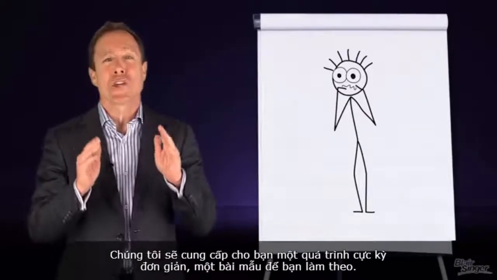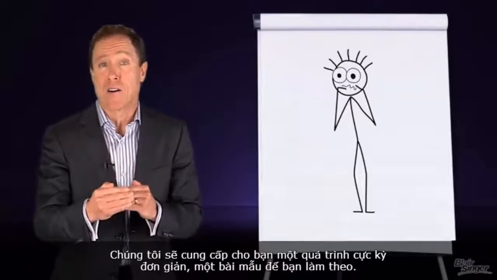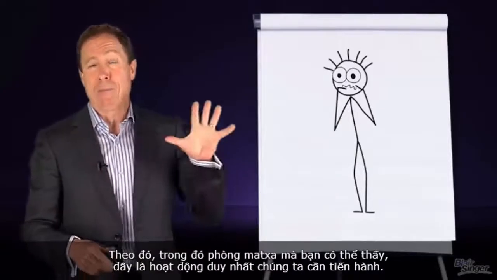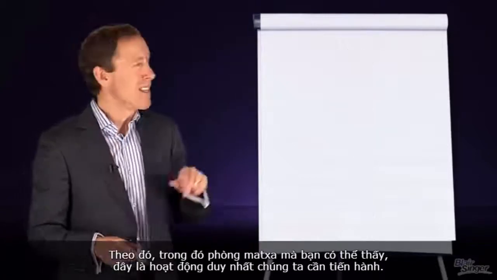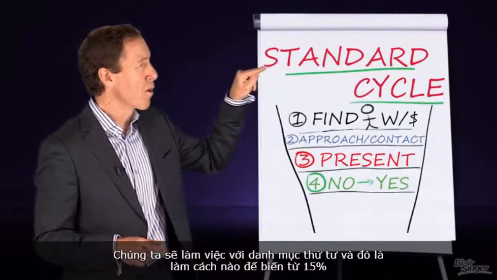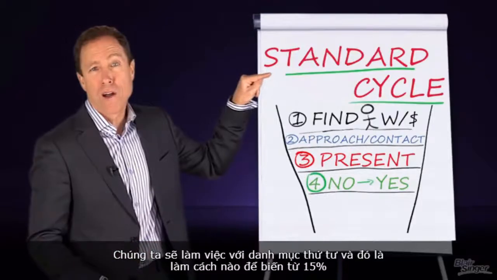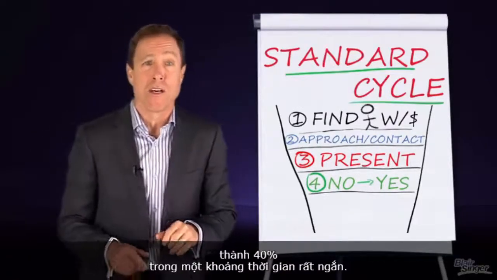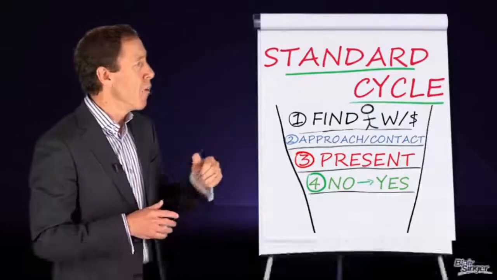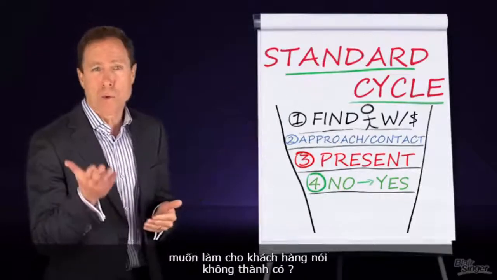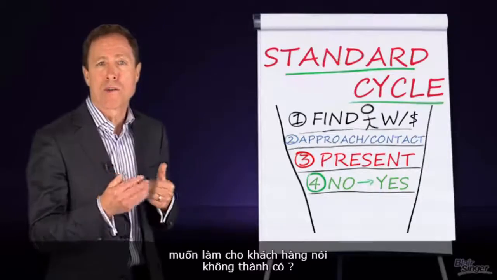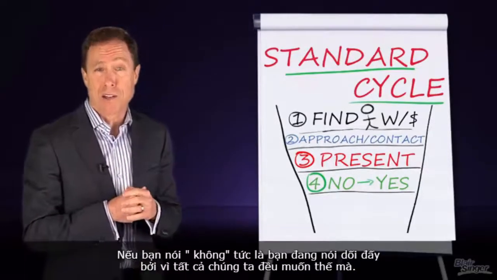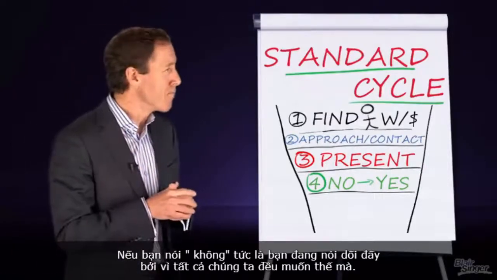We're going to give you a real simple process, a template to follow. You can handle any objection anytime, any place. By the way, in that massage clinic that you saw earlier, this was the only thing we worked on. We worked on item number 4, and that's what converted them from 15% to 40% conversion in a very short period of time. By the way, how many of you would like to be able to turn more no's into yeses? Would you like to be able to do that at home? If you didn't just say yes, you're lying, because we all want to do that.